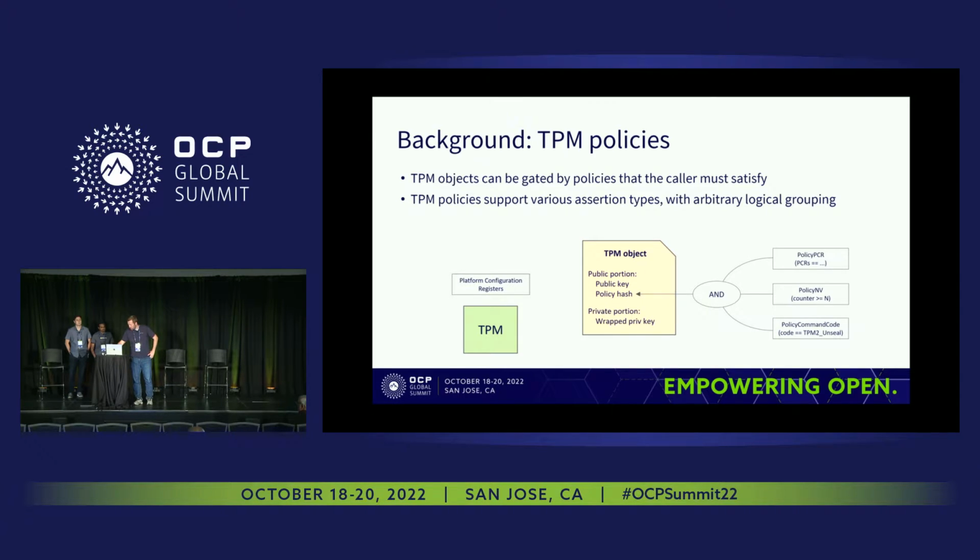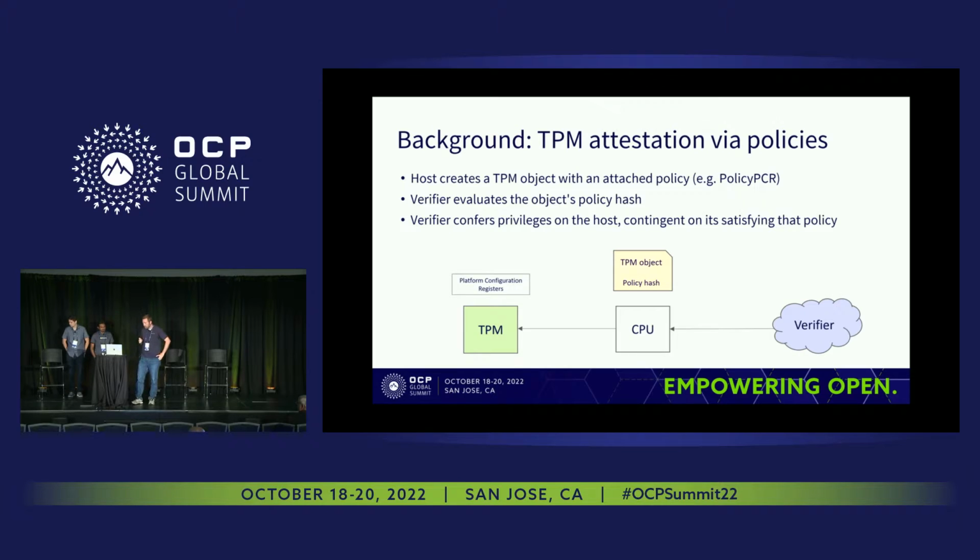So how do we use policies for attestation? Well, the host can create a TPM object with a policy such as policy PCR, saying this object is only usable if the PCRs are thus, and then can attest to that object. The remote verifier can evaluate this object's policy hash, make sure that it likes the policy, that it likes the PCRs evident inside, and then once it's satisfied, can confer privileges to the host that are contingent upon its satisfying that policy. What does that mean in practice?